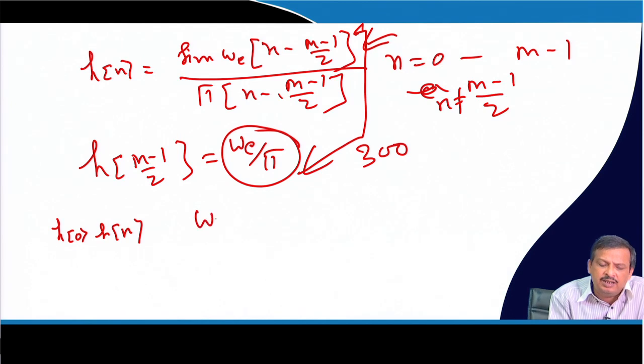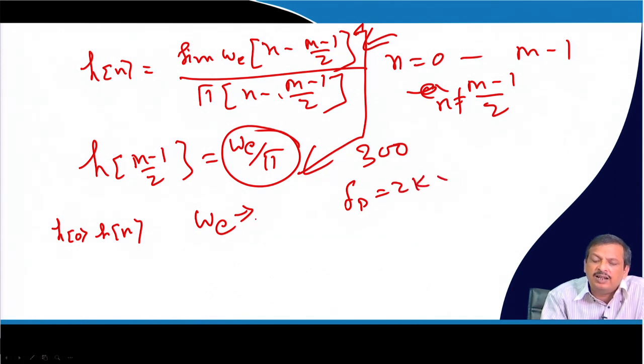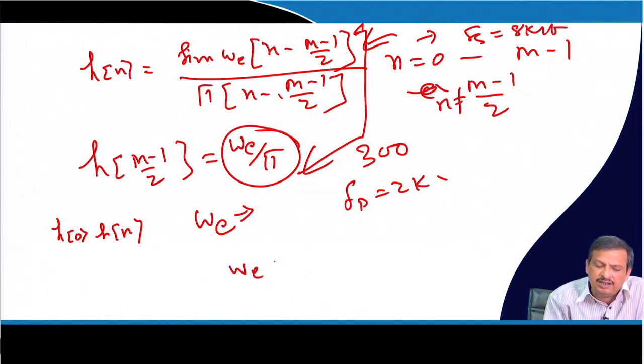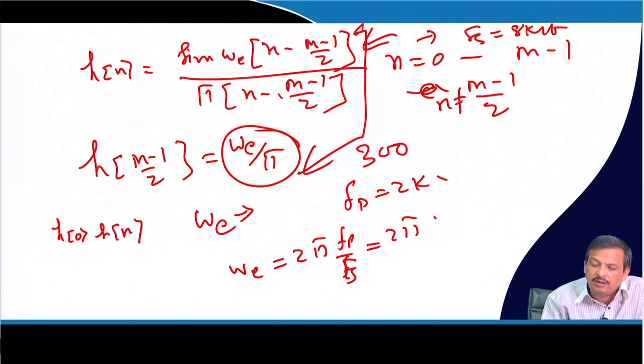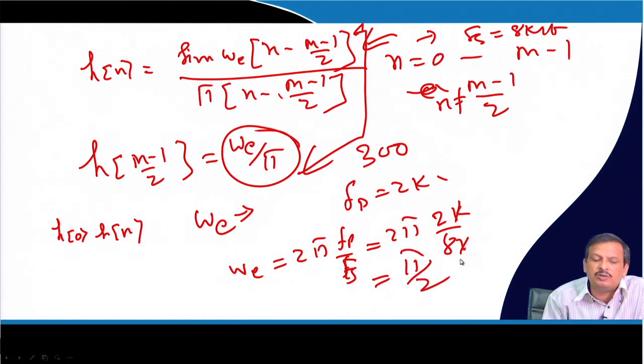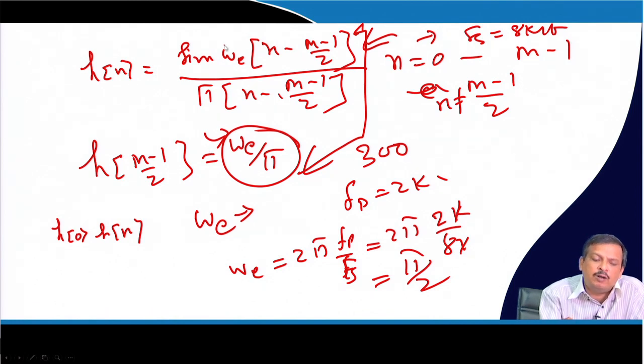What is omega c? Omega c is the cutoff frequency. Let's say the cutoff frequency is 2 kilohertz. Then what is the omega c value? Let's say this filter is designed where the sampling frequency is 8 kilohertz. So I know omega c is nothing but 2 pi fc divided by fs. So it is 2 kilohertz divided by 8 kilohertz times 2 pi, which is nothing but pi by 2. So omega c is pi by 2, and I know the value of omega c.